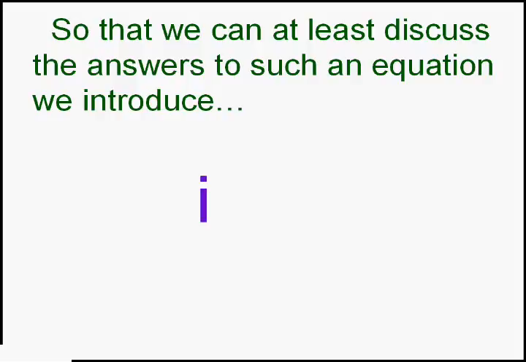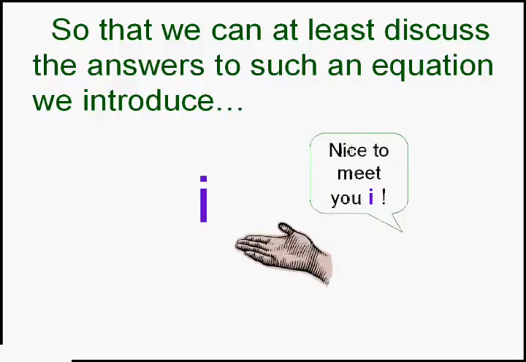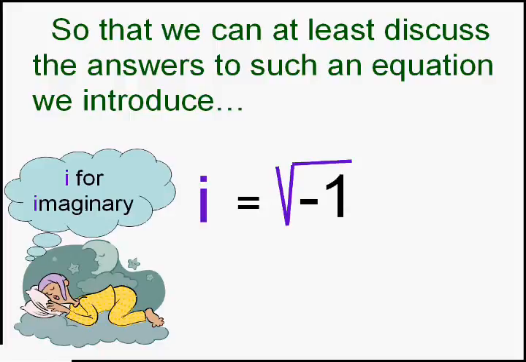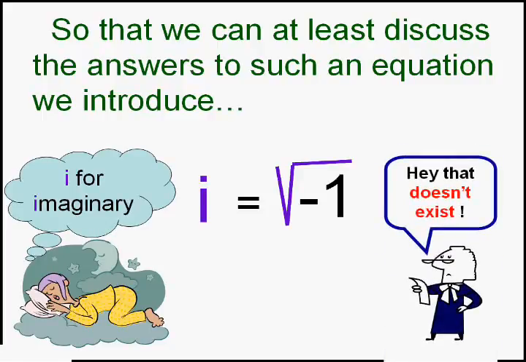So that we can at least discuss these answers to such an equation, we're going to introduce something different. We're going to introduce i. Nice to meet you, i. i is the square root of -1. We call him i because he's imaginary. Of course, we know the square root of a negative number doesn't exist. Well, i is the square root of -1.